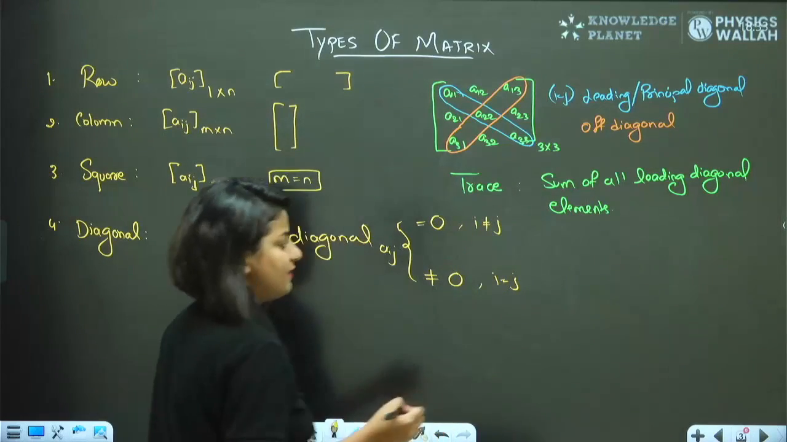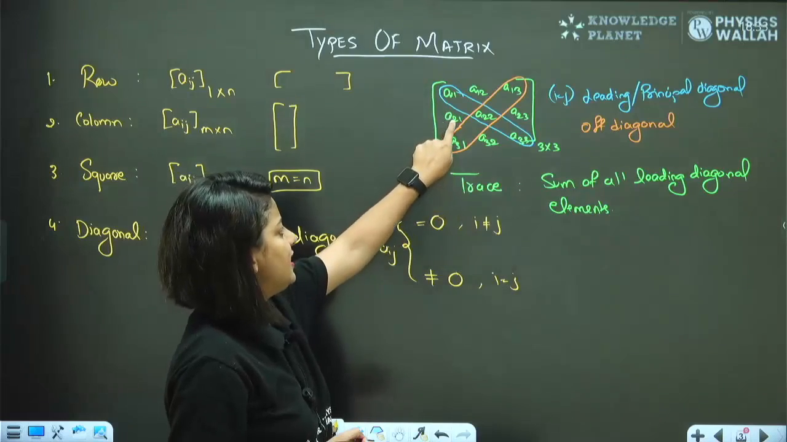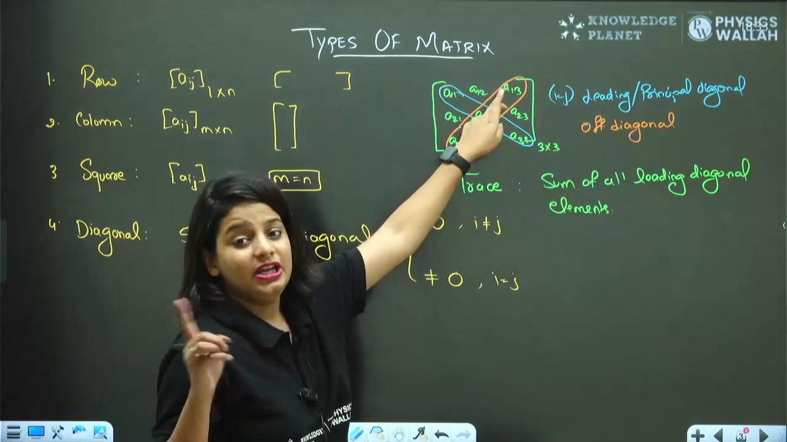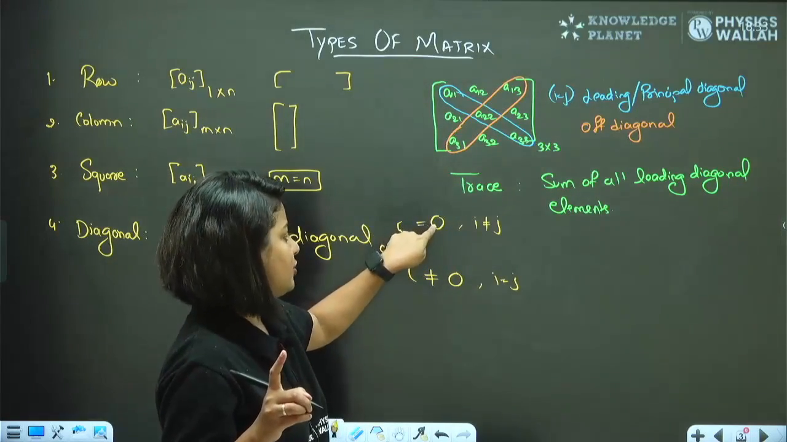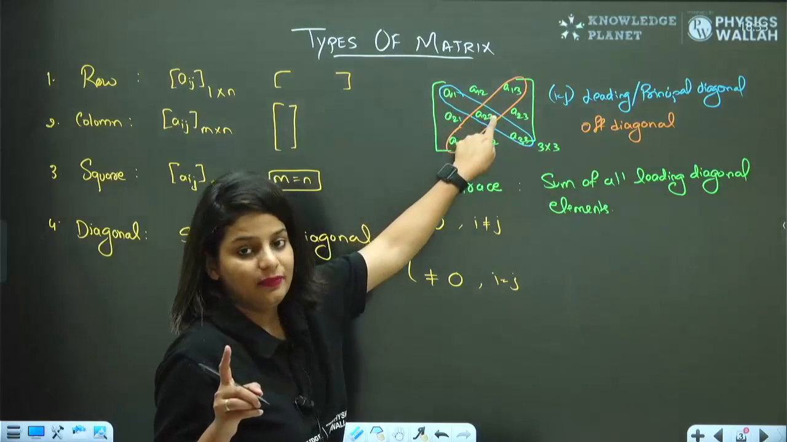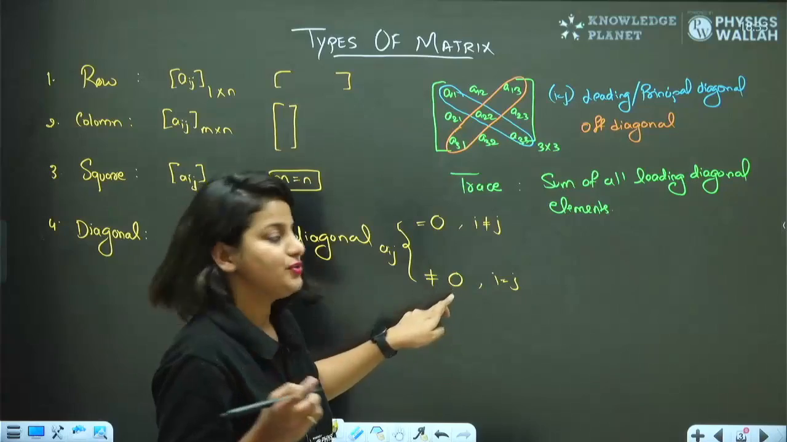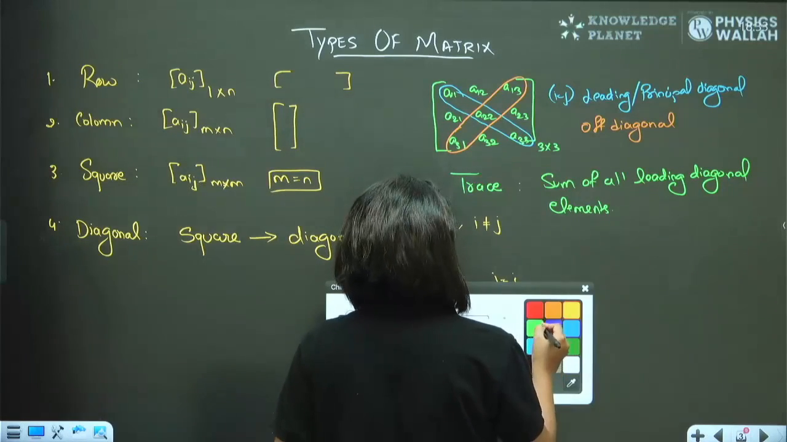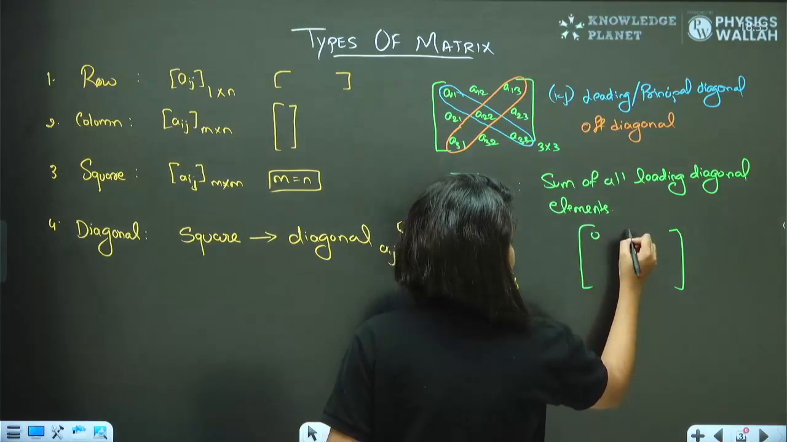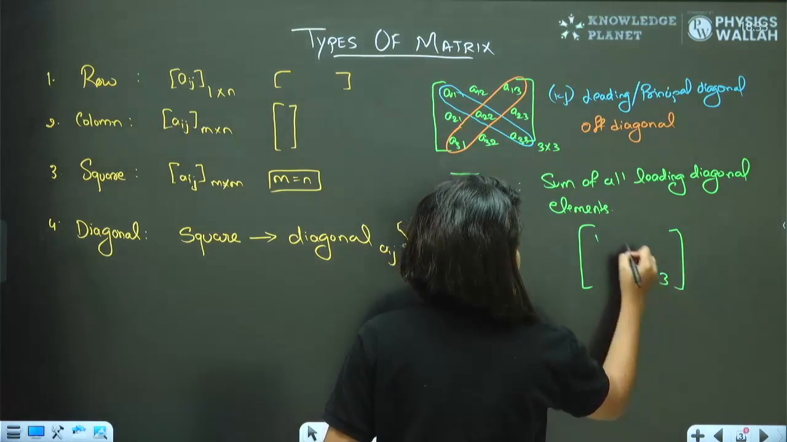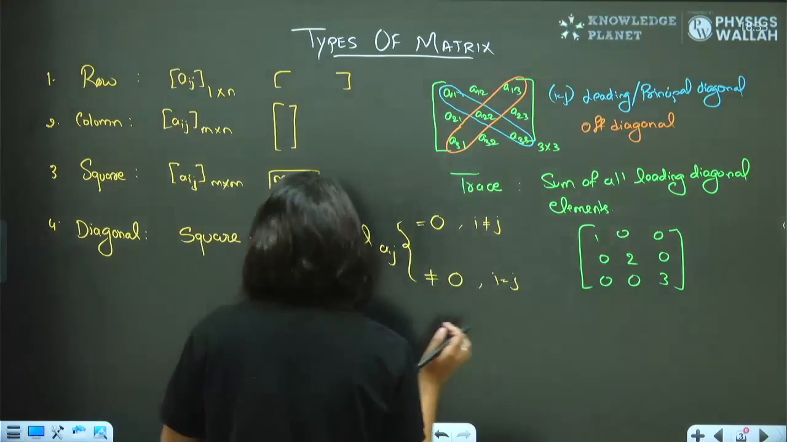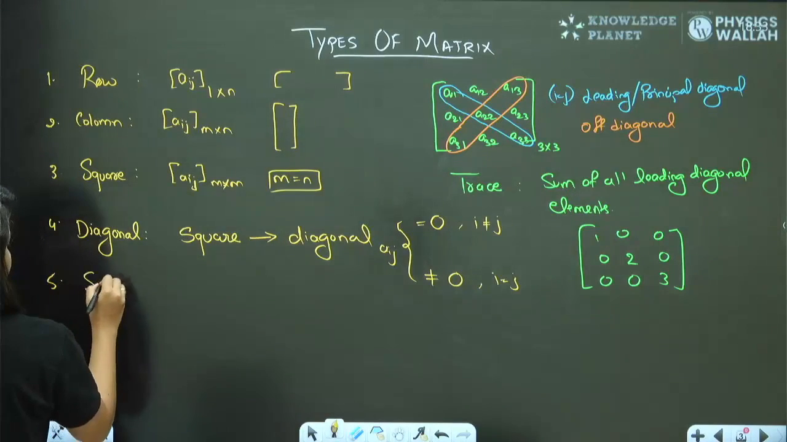Can you understand this definition? When i and j are not equal, that is 2,1, 3,1, 3,2, 2,3, 1,3, 1,2, these elements will be equal to 0. And wherever i and j are equal, 1,1, 2,2, 3,3, it will be non-zero, of this sort. Right? Okay, next.